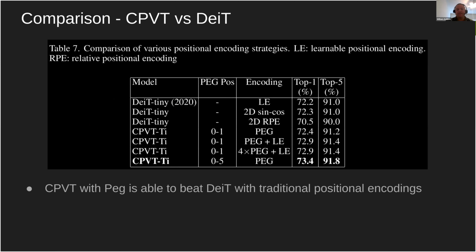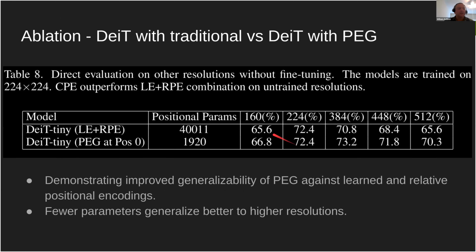Yeah, so basically these are the traditional encodings. So learned encoding, 2D sine cosine, relative positional encodings, with basically the same size models, but the CPVT with the same number of parameters but using PEG wins, and PEG plus a different encoding is even better. But if you use PEG at multiple layers, it does better than all of these things. Yeah, that's a different slide.